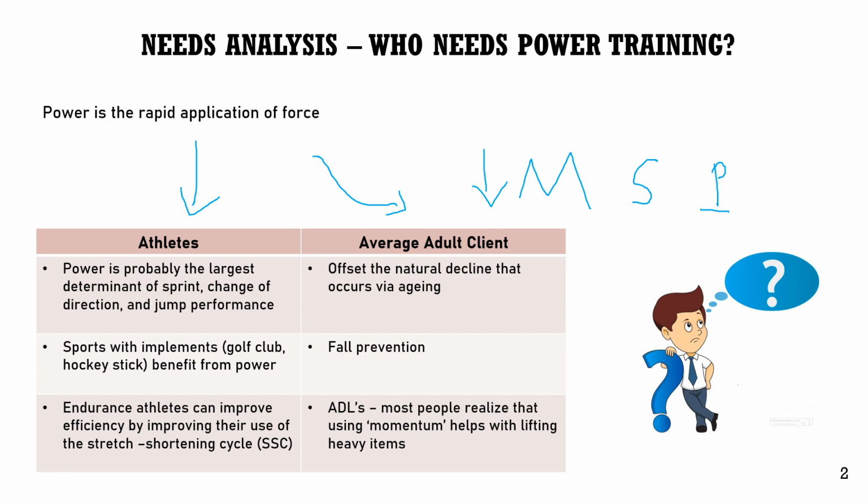We also want to try to prevent falling. Fall prevention, one of the things that can help us to prevent falling is being able to catch ourselves. But catching yourself and preventing a fall requires the rapid application of force, which is really power. So both athletes and general population adult clients can benefit from power training, but how the power training is integrated into programming is where things might differ.